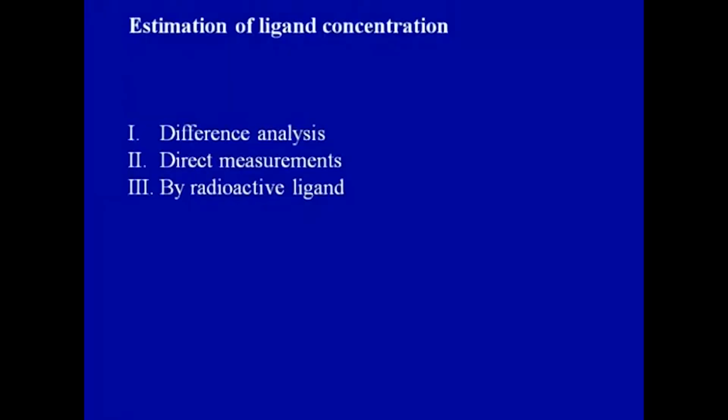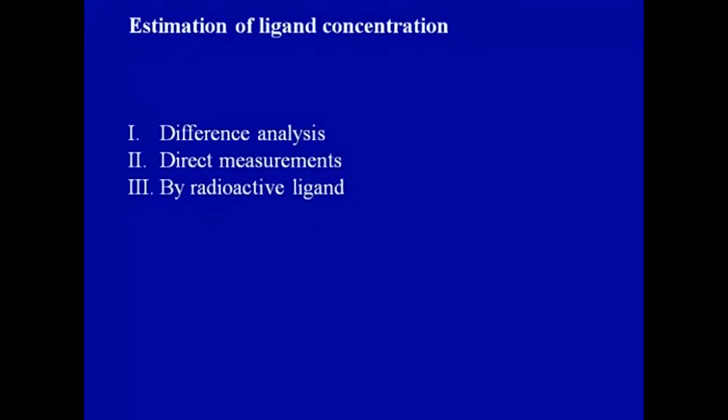Now, estimation of ligand concentration can be done. It is very essential to determine the success of a ligand immobilization when you have done this. Like I said, it is sometimes not so successful in lab conditions, but you have to determine the success of ligand immobilization. It could be done by different methods like difference analysis. What you can do is measure the amount of ligand added to the coupling mixture, and that could be recovered after washing procedures.